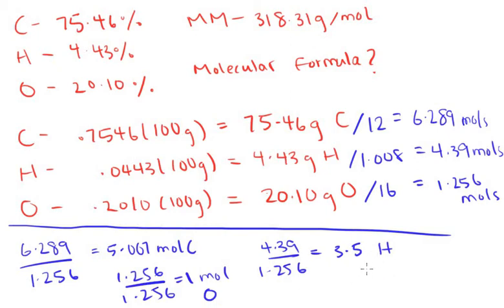So we can't just multiply hydrogen by 2, we have to multiply everything by 2. So we get 10, 7, 2. So the actual formula is C10H7O2. But is this the answer? This is definitely the empirical formula because this is the simplest it can be.